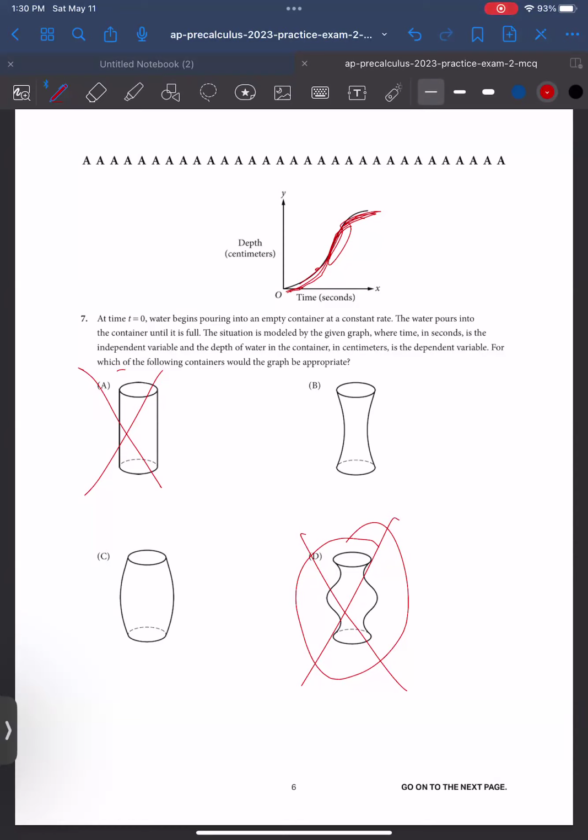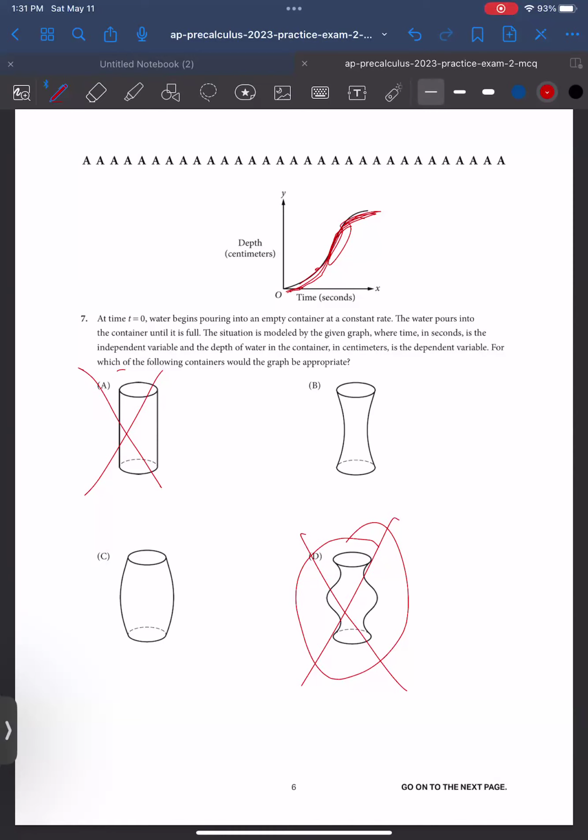Because the thing about B is that it gets wider at the top, so it would get faster. Because I think the graph gets steep in the middle, so that means that more water is being poured in a small amount of time. So more water is gonna have to fit in the middle where it gets steeper on the graph, right? Yeah, that's what I think. All right. Issa is right. It is B.